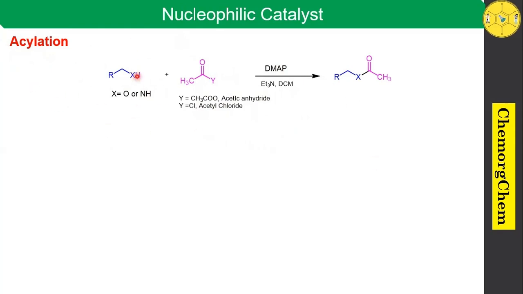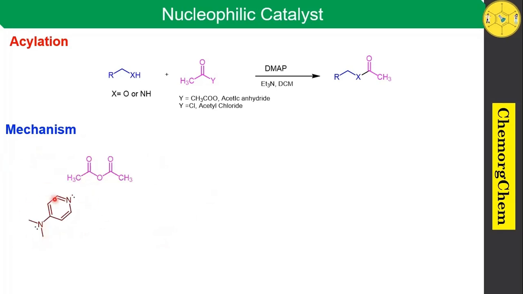Now you see how the acylation reaction takes place in the presence of DMAP as a nucleophilic catalyst. When you take the alcohol or amine and react it with acetic anhydride or acetyl chloride in the presence of DMAP and triethylamine in dichloromethane medium, it readily produces the corresponding acylated product. Let's move on to the mechanism.